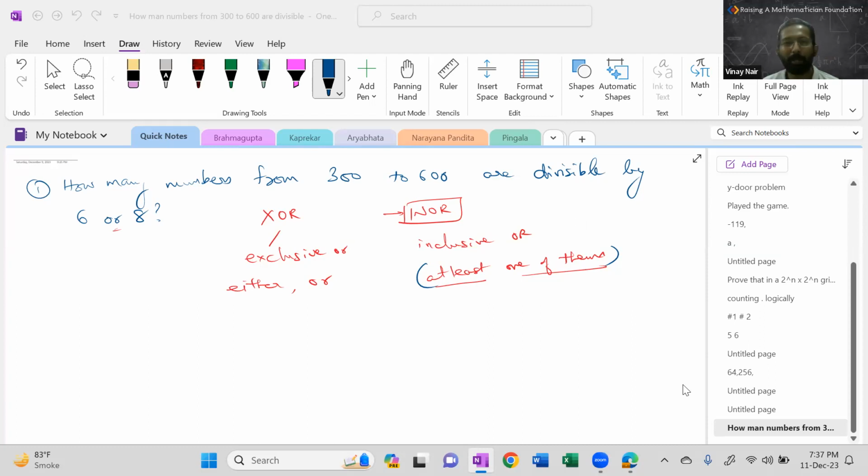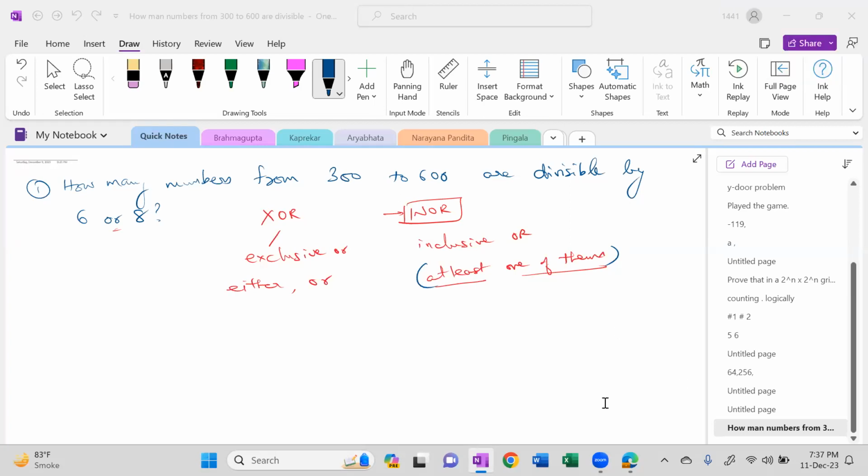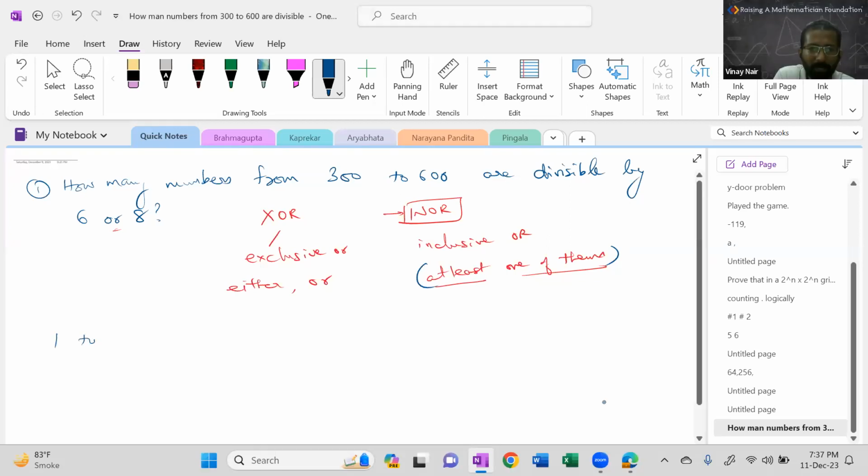You cannot give me an option. You have to give me one answer. There is only one question. For example, suppose I say instead of 300 to 600, suppose I say 1 to 10. How many numbers are divisible by 6 or 8? What would your answer be?